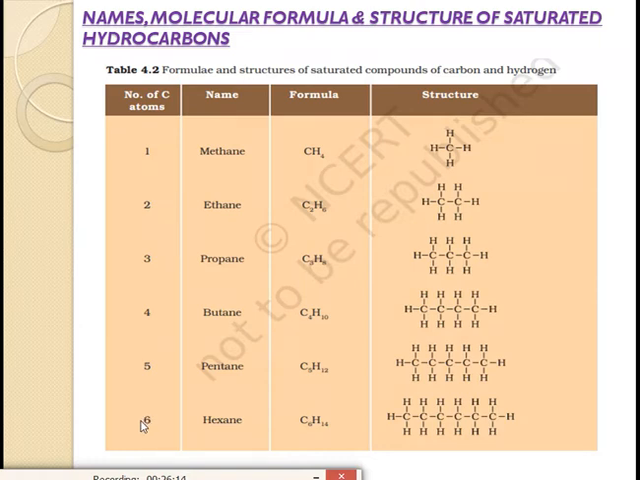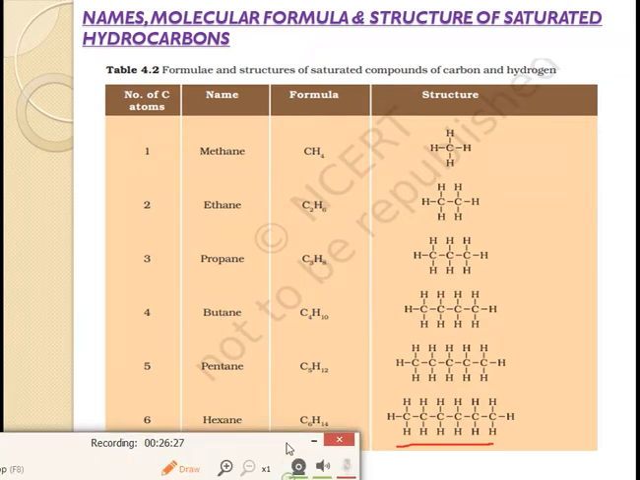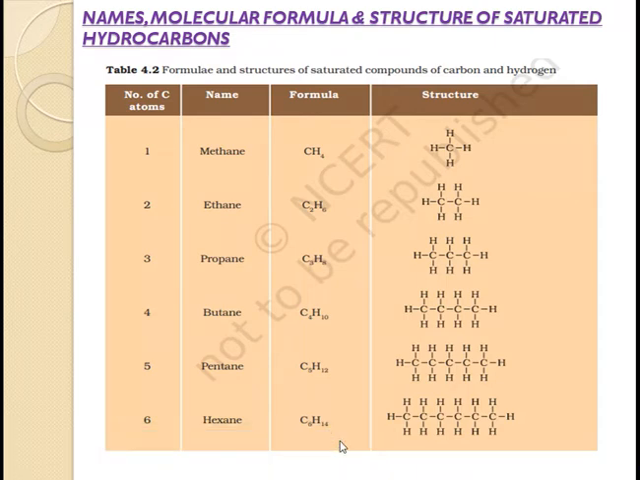Hexane has 6 carbon atoms. And how many hydrogen atoms? 14 hydrogen atoms, and the structure of hexane is like this. So this was all about your saturated hydrocarbons and their structure. It's very easy. If you practice once, you can draw all the structures.